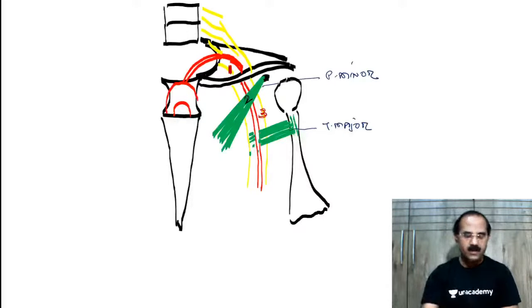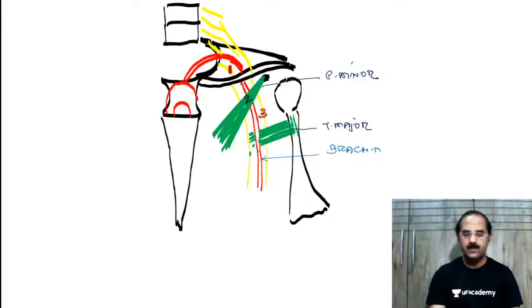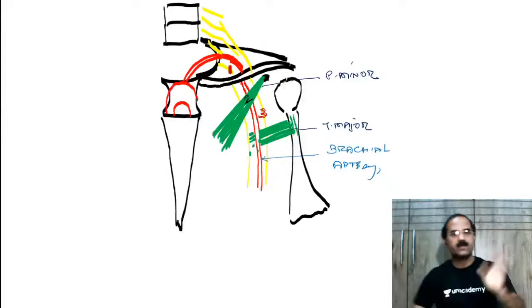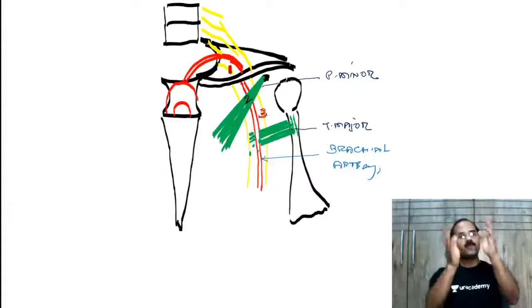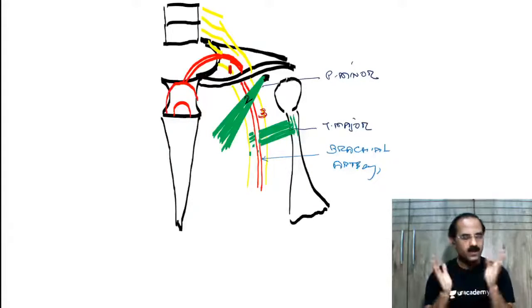And the moment the axillary artery crosses the teres major, what is this artery now known as? This is now known as the brachial artery. Okay, so I've done the axillary artery for you also. Axillary artery, it's a continuation of, answer this now.